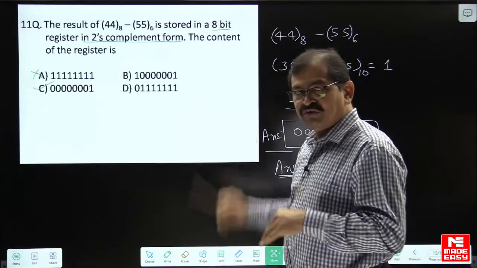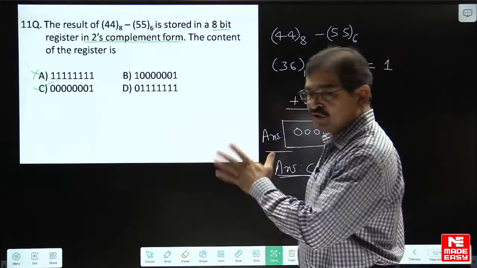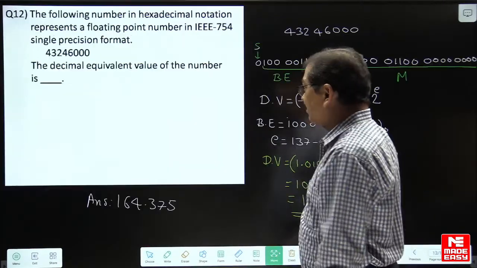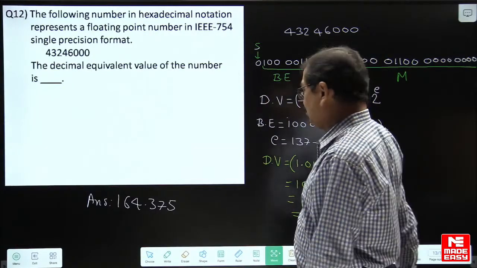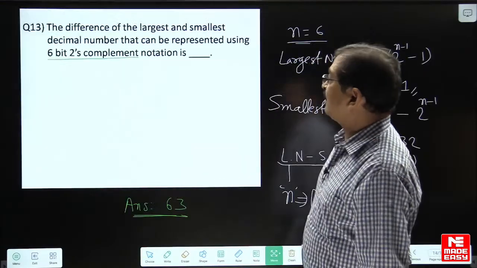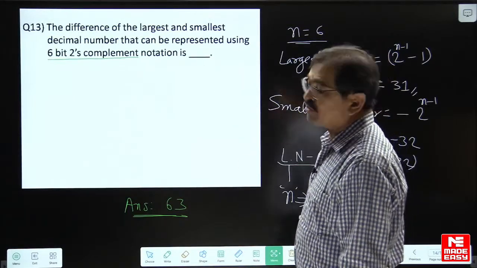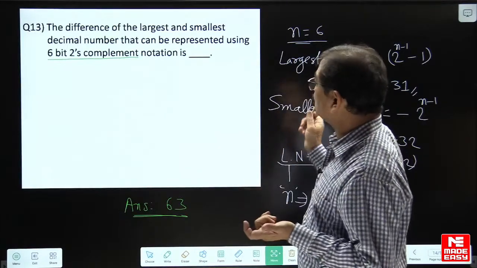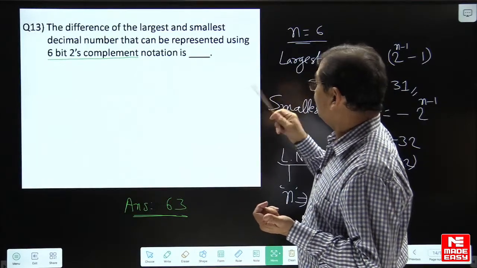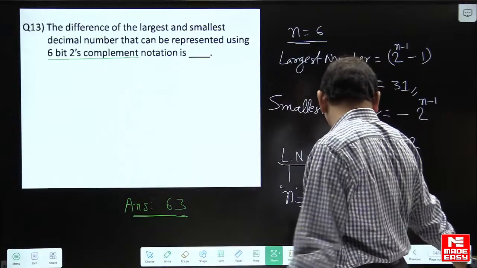Coming to this, it is related to the number system, not a difficult question. It is related with IEEE numbers, floating point numbers. And coming to this, it is again related with the number system, 2's complement, when we have positive numbers. Most of the time students will make some mistakes while working on this.